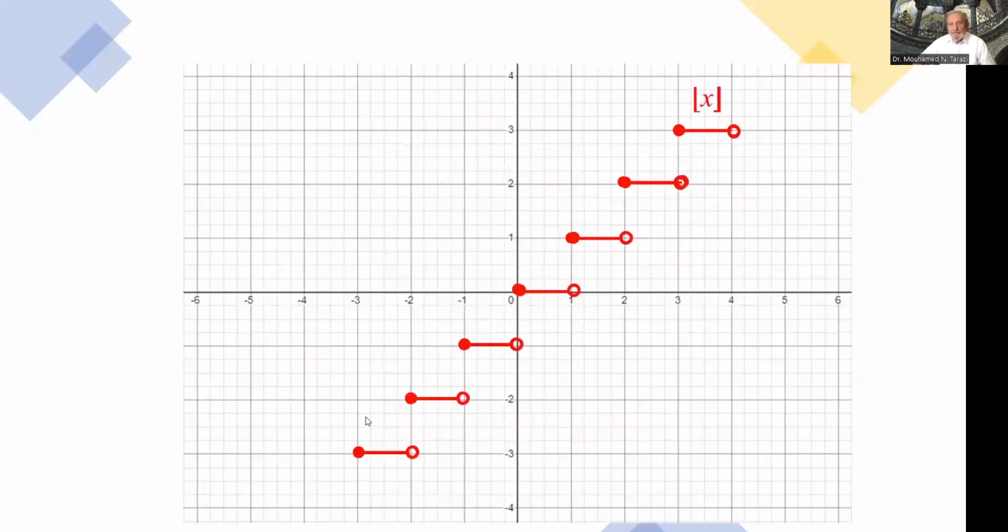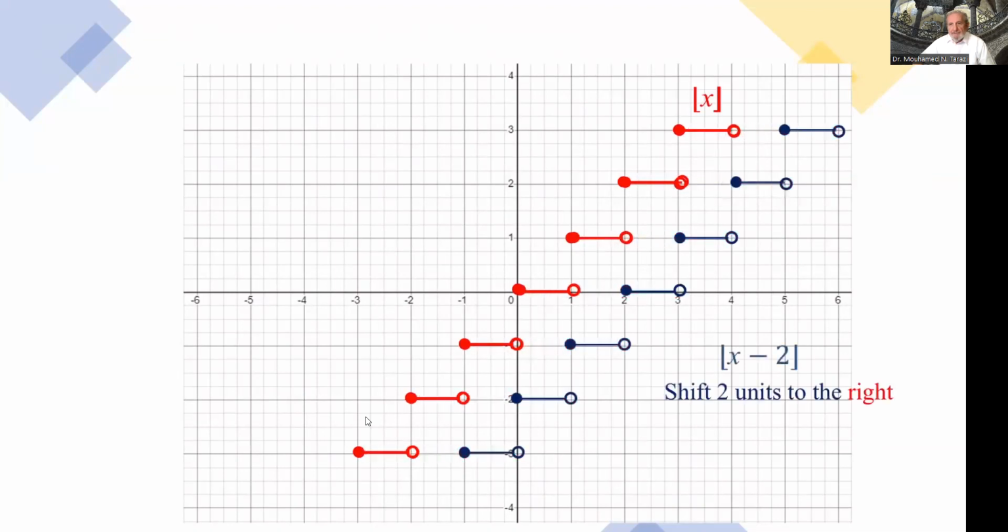So here's the floor function of x. That gives me the floor function of x minus 2, shifted 2 units to the right. Shifting 2 units to the left gives you the floor function of x plus 2. Okay?